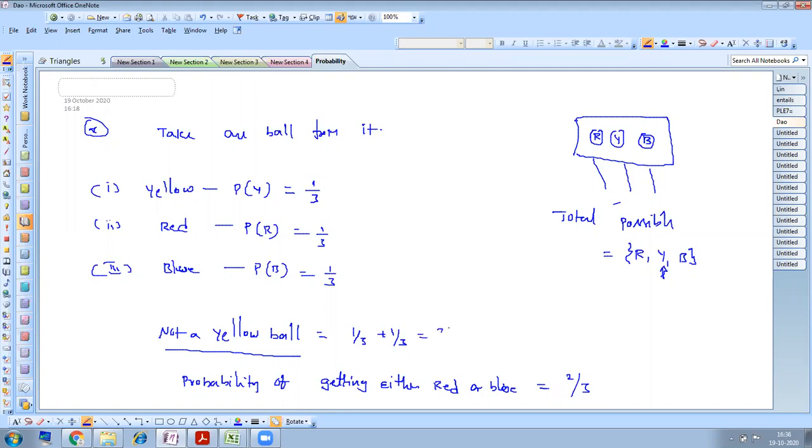So even like this I can calculate: the probability of getting either red or blue. There are two favorable outcomes out of three, so your probability is 2 by 3. 2 by 3 means you will get around 66.6%. Is it clear, guys? That is the exact meaning of probability. We are restricted to only simple experiments, but in higher studies, even uncountable experiments we will do. There are certain things which are not so easy to count, and for those kinds of experiments also we will calculate the probabilities. Is it clear?